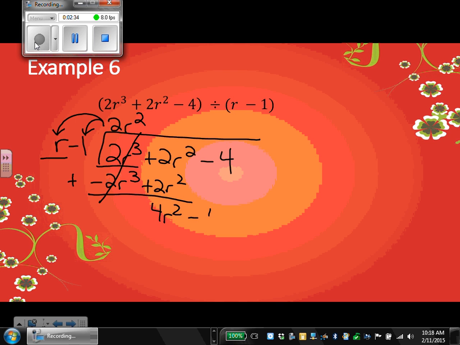And everybody says, I don't see anything different. Well, not yet. You got to keep going. R times what is 4r squared? 4r. Very good. So 4r times r is 4r squared, and 4r times negative 1 is negative 4r. We normally subtract, but we will add the opposite. Everybody with me so far? What happens here? These cancel.